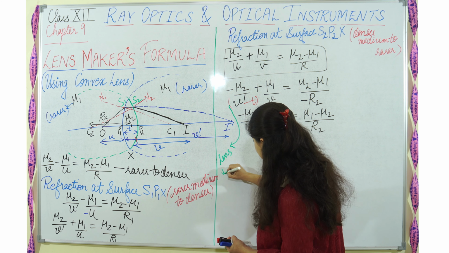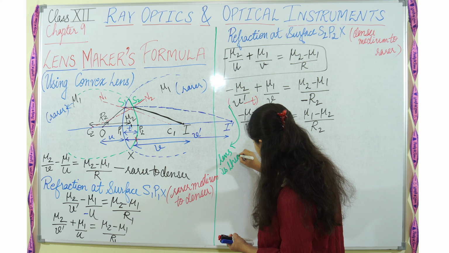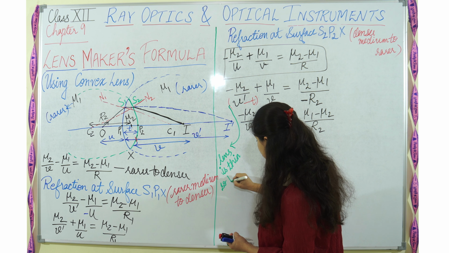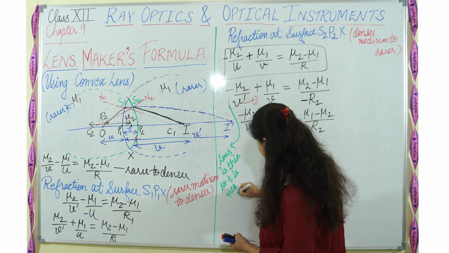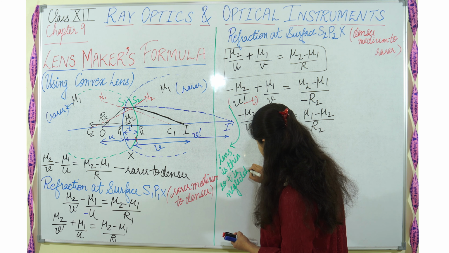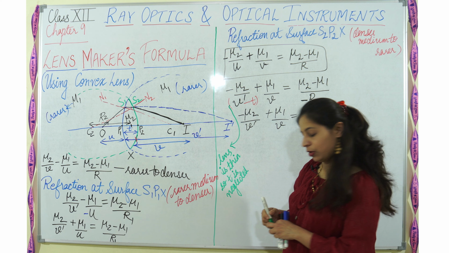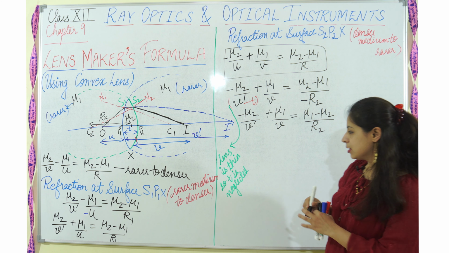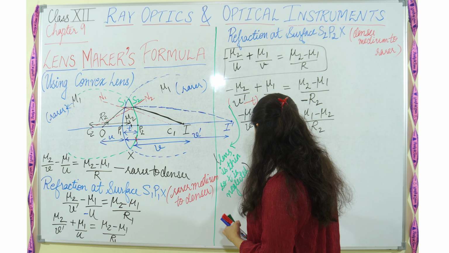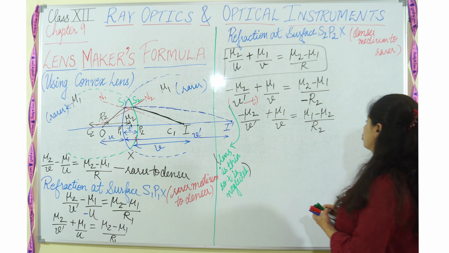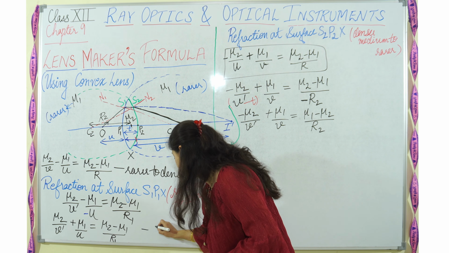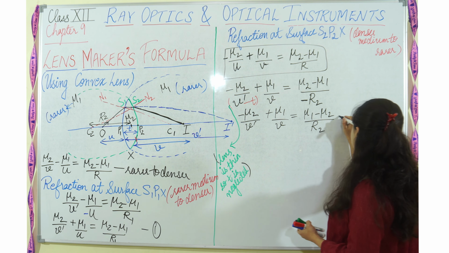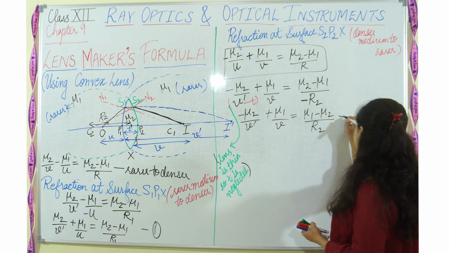Lens is thin, so t is neglected. Since my lens is thin, t is neglected. So this is my first equation, this is my second equation.